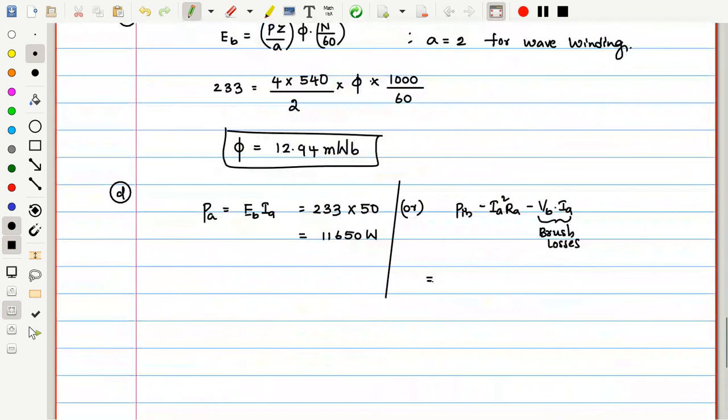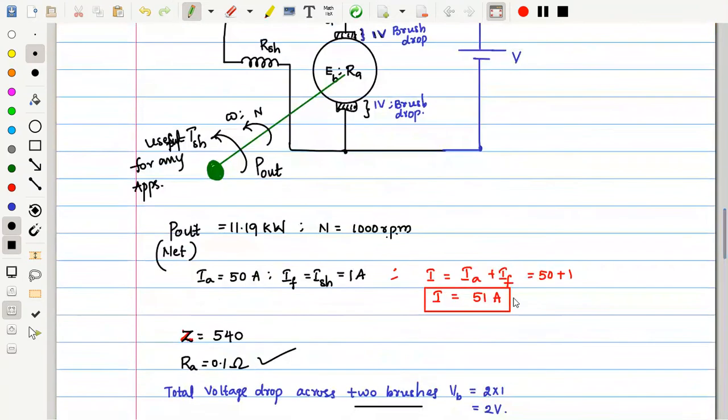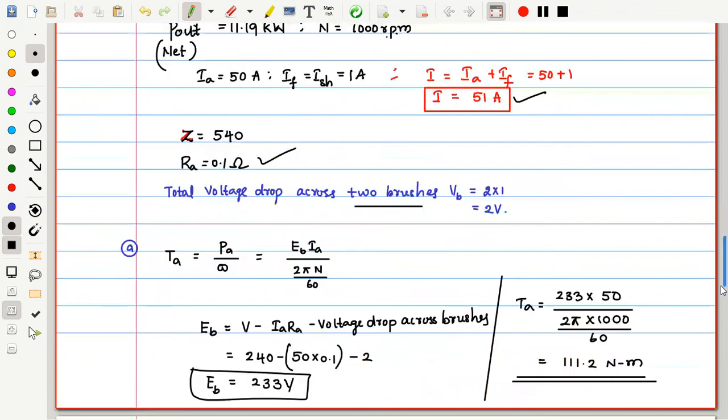Let us see whether we get the same value or not. So, how much is the input power here? See, what is the input voltage? 240 volts. What is the input current? Armature current plus field current. That how much we got? 51 amperes. So, this is what the input. P in is this one. How much is the P in? V into I. How much is the V? 240 into current is 51. So how much we get?